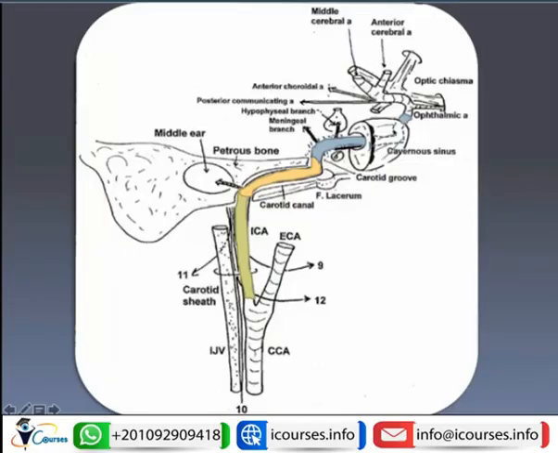As it passes through the cavernous sinus, it will give meningeal branches that will supply the meninges and hypophyseal branches that will supply the pituitary gland. Then after it emerges from the cavernous sinus, it will then have the cerebral part, which curves backward to be lateral to the optic chiasma, and then it gives its terminal branches, which are the anterior cerebral artery and the middle cerebral artery, and it gives other three branches, which are the anterior choroidal artery, the posterior communicating artery, and finally the ophthalmic artery.